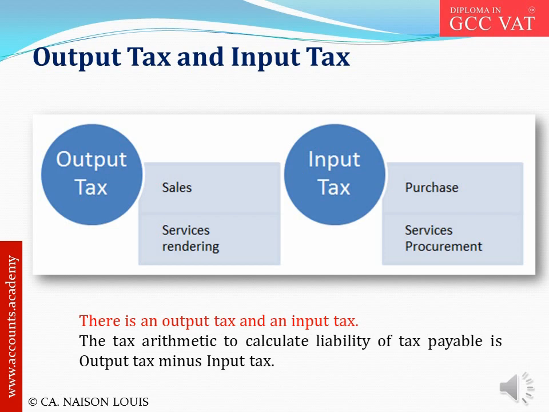Output tax and input tax. Output tax arises on sales as well as on rendering services, and input tax arises on purchase of goods as well as on procurement of various services. So there is an output tax and an input tax. The tax arithmetic to calculate liability of tax payable is output tax minus input tax. That means the tax liability is calculated by using the formula output tax minus input tax.